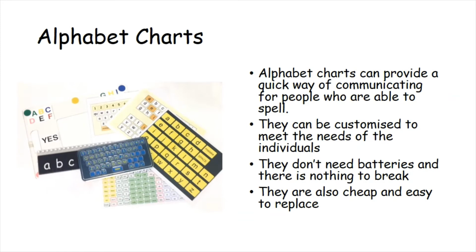Alphabet charts. These are really good for providing a quick way of communicating for people who are able to spell. You can customise them to meet the needs of the individual. They don't need batteries and there is nothing to break. They're also cheap and easy to replace.